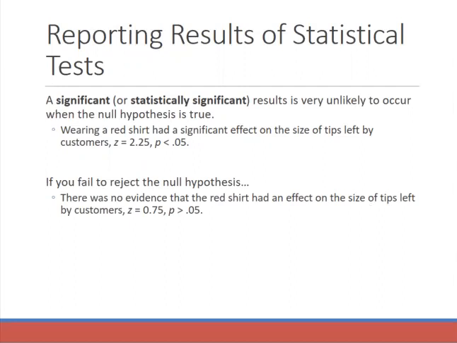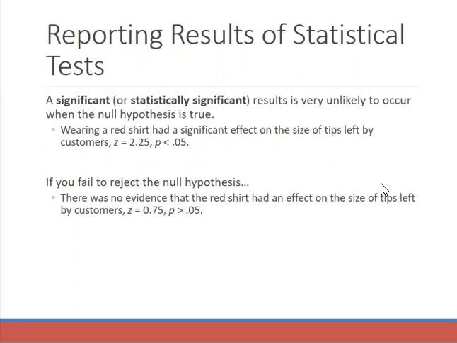When it's not significant, what you say is you fail to reject the null hypothesis. So there was no evidence that red shirt had an effect on the size of tips left by customers. We're reporting our test statistic, and the probability of that occurring is greater than 0.05. So remember, we can only reject the null hypothesis with extreme scores, and to get those extreme scores, you have a very small p-value.